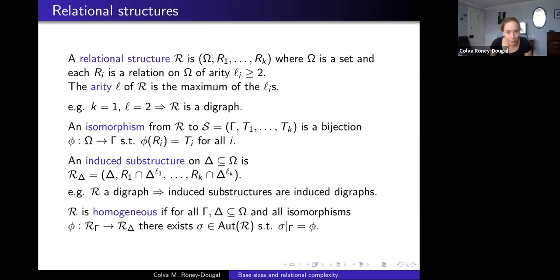So plenty of people have looked at homogeneous graphs and digraphs. So Gardiner classified the homogeneous graphs. In geometry, homogeneity winds up being Witt's lemma, which says that any isomorphism between substructures of a space with a classical form extends to an isometry of the whole space. Homogeneity is a beautiful, beautiful thing. And so we're going to be interested in what can you say about homogeneous relational structures.